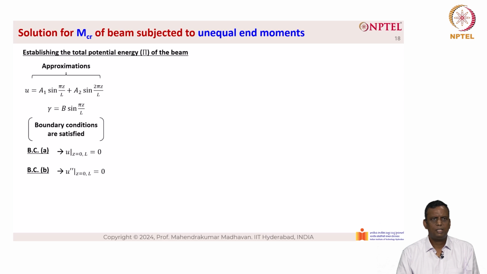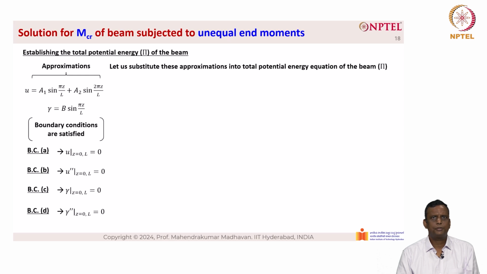So boundary condition A, u at z equal to 0, L is equal to 0. Boundary condition B, u double dash at z equal to 0, L is equal to 0. Similarly, boundary condition C, gamma at z equal to 0, L is equal to 0. And boundary condition D, which is gamma double dash at z equal to 0, L is equal to 0.